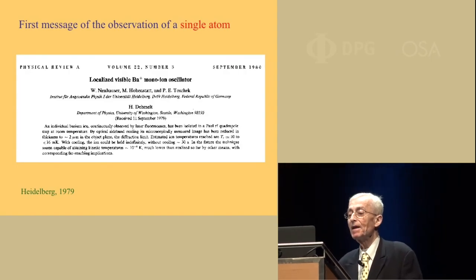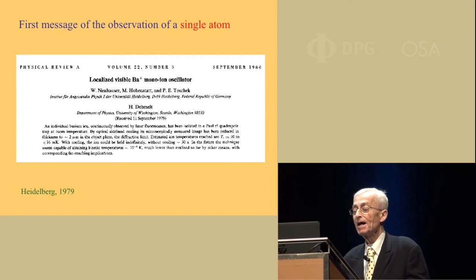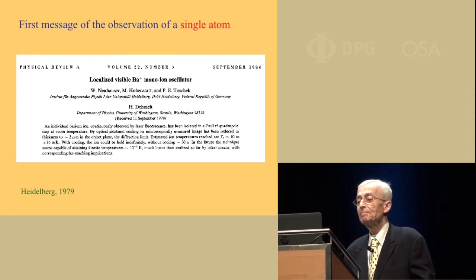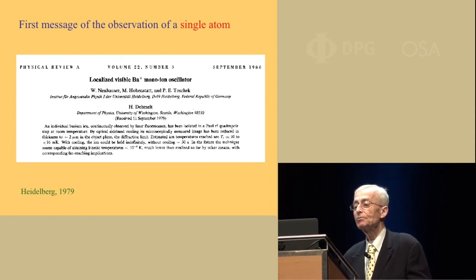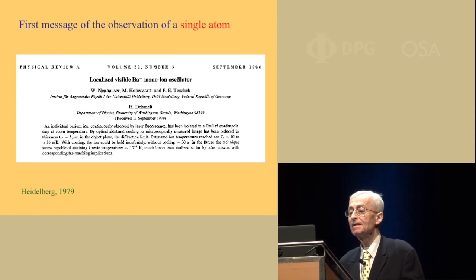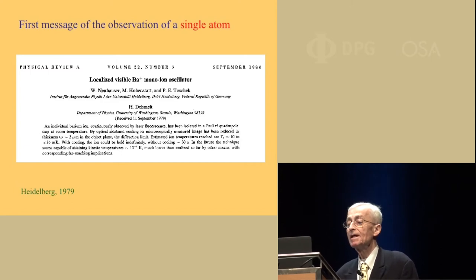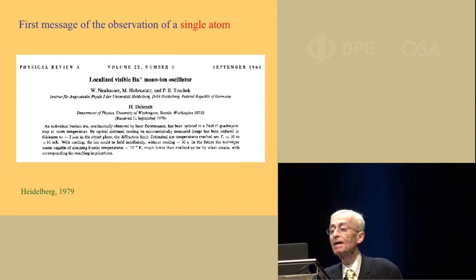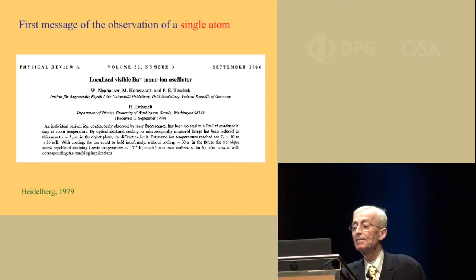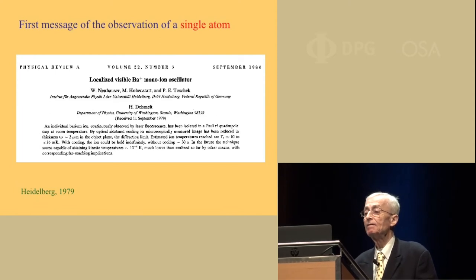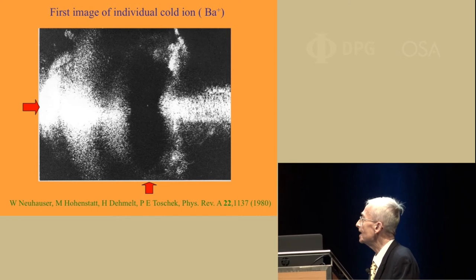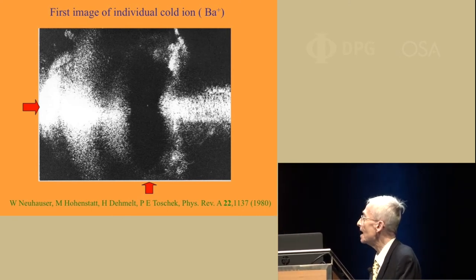A single particle was announced in this paper in 1980. It was a barium ion, and at that time it has been possible to improve the selectivity and the sensitivity of a fluorescence experiment so far that the observation of single atoms or ions was possible. So this is the first image of an individual cold ion. The ion is here in the center of the trap. All this is stray light from the electrodes of the trap. The trap has a diameter of 0.5 millimeter.